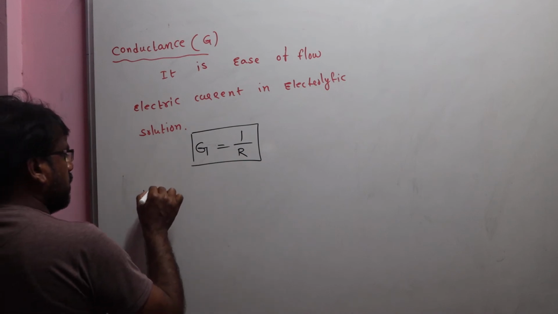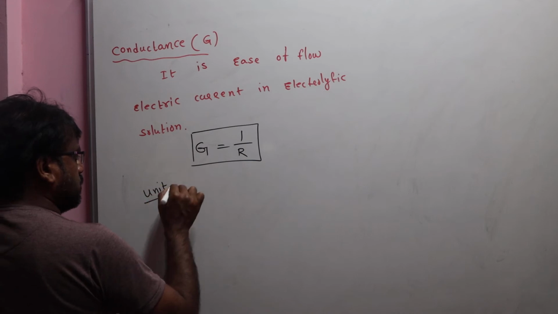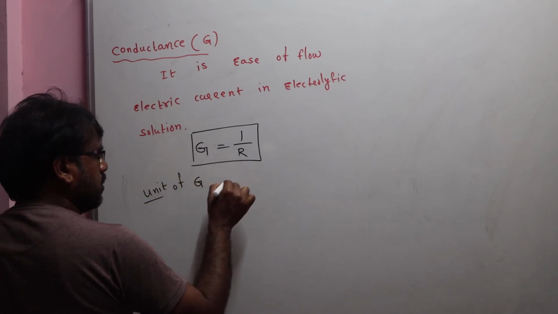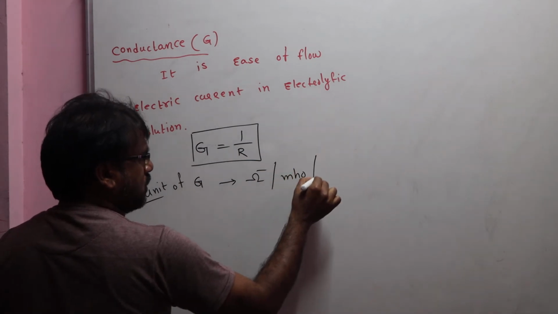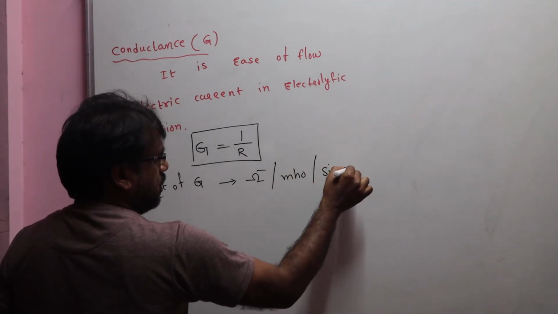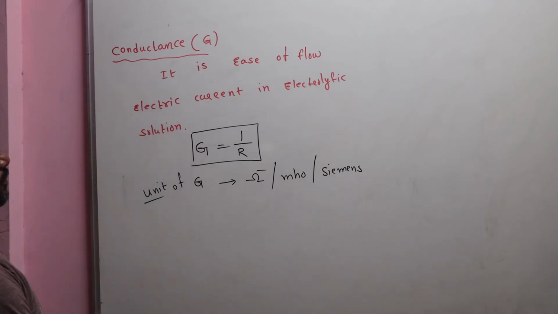What is the unit of conductance? The unit of G is ohm inverse or mho. Siemens is the unit of conductance G.